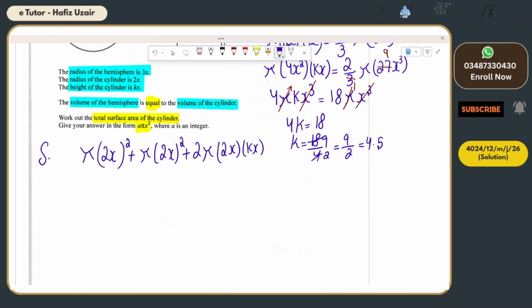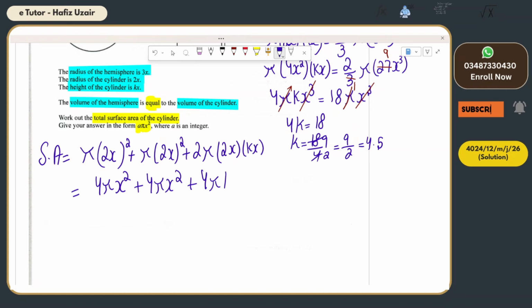So this is actually the surface area. Let's simplify this. So you will have 2x square is 4 pi x square, plus 4 pi x square, plus 4 pi k x square. And we also have the value of k, so we can put this value over here. The value of k is 4.5, so you can write 4.5 over here.